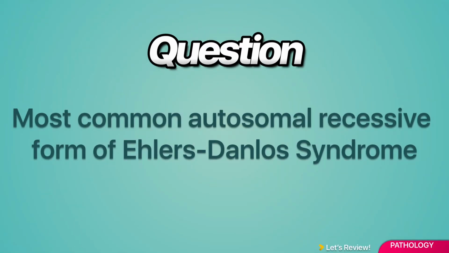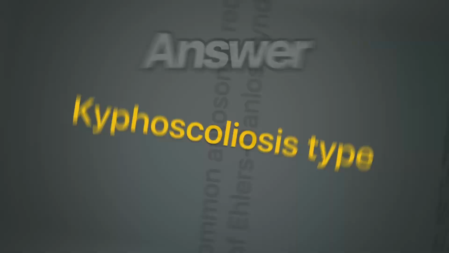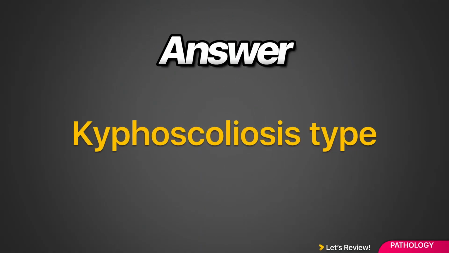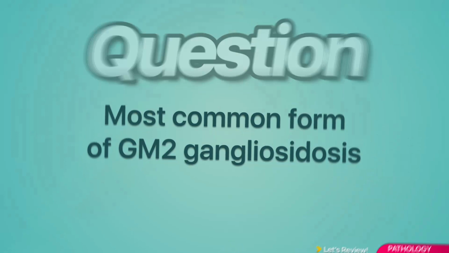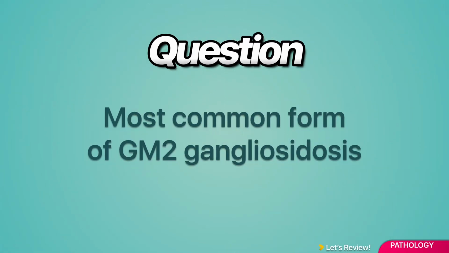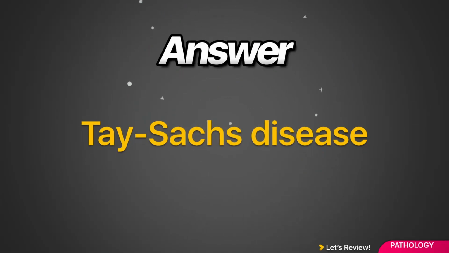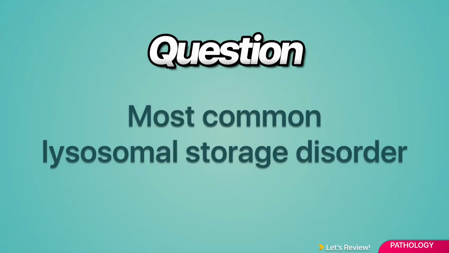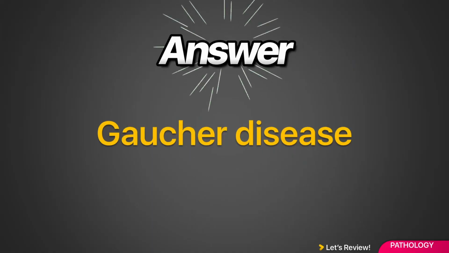Most common autosomal recessive form of Ehlers-Danlos syndrome. Kyphoscoliosis type. Most common form of GM2 gangliosidosis. Tay-Sachs disease. Most common lysosomal storage disorder. Gaucher disease.